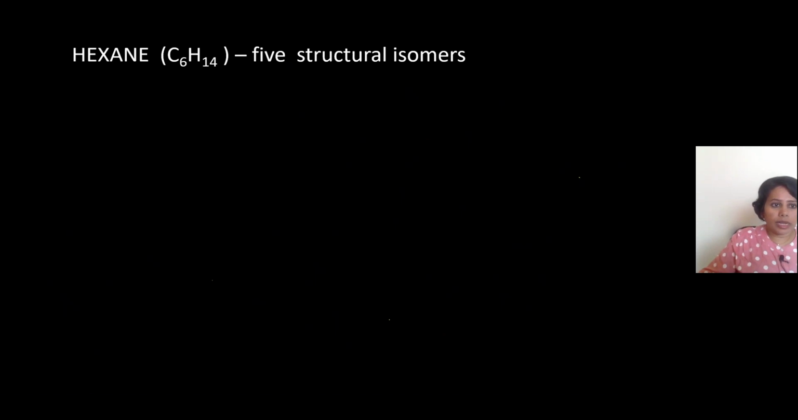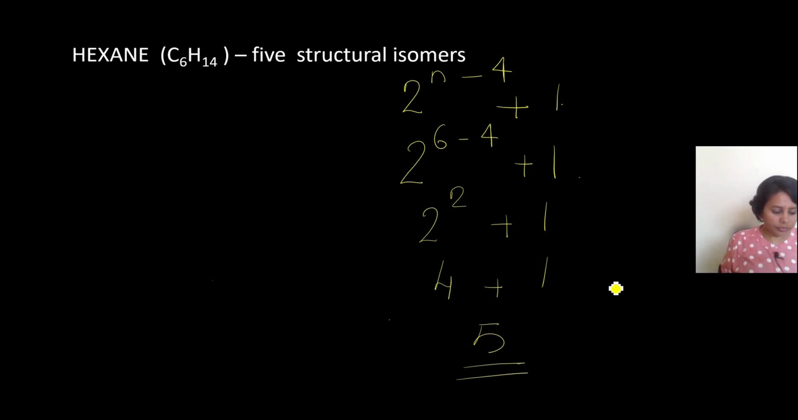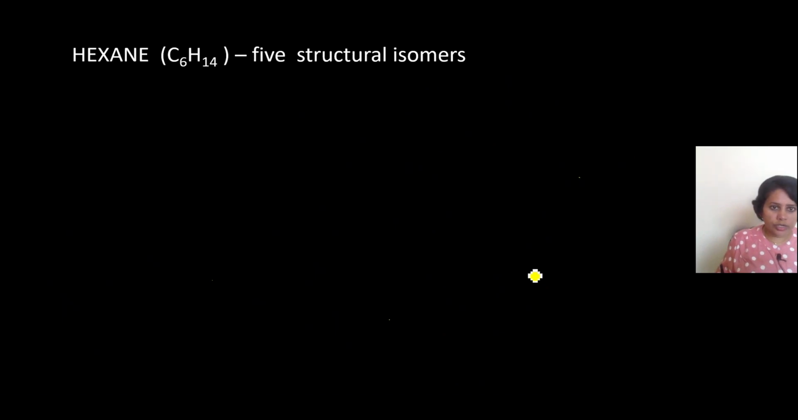Now let's see another example, hexane. How many isomers are possible for hexane? Let's see from the formula 2 to the power n minus 4, plus 1. So 2 to the power, the number of carbon atoms is 6, minus 4, plus 1. 6 minus 4 is 2, so 2 to the power 2 plus 1, that is 4 plus 1, that is 5. So the total isomers for hexane is 5. Let's draw the structures for that. First is normal hexane. So 6 carbon atoms are there.